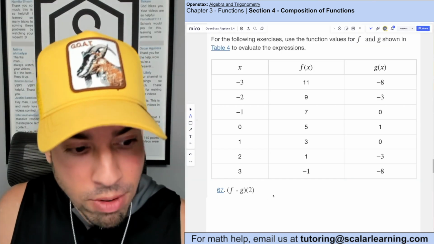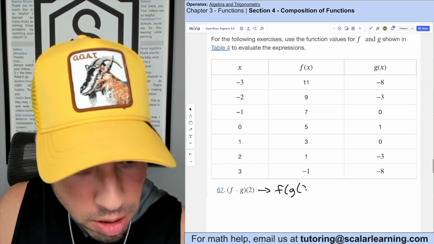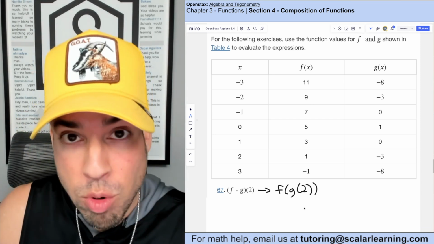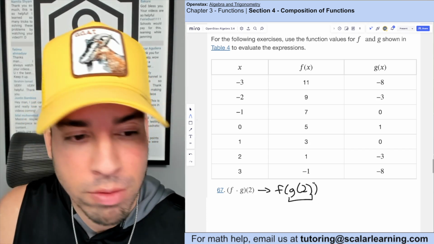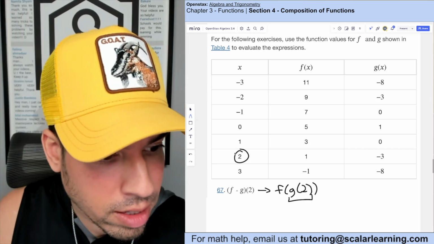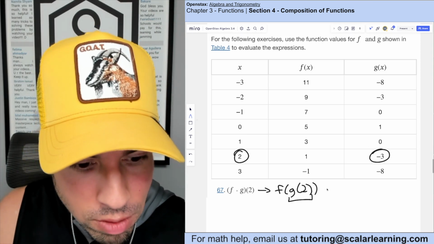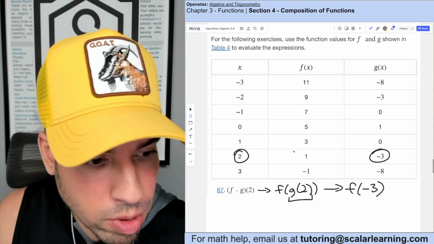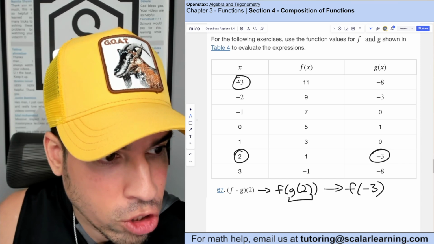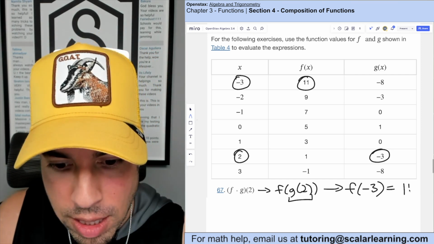So here we want f of g of 2. I'm going to rewrite this as f of g of 2 this way. And it's equivalent, but it helps us see that we're going to go from inside out. So first we're going to find g of 2, right? So here is x equaling 2. What is the function value g when x equals 2? It's negative 3. So I'm going to rewrite this as f of negative 3. So now we need to know what is the function value f when x equals negative 3. It's right here, which is 11.